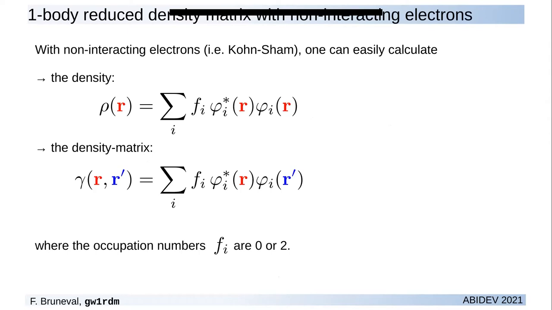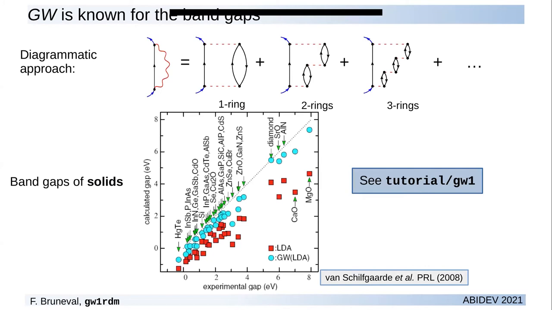Now, if we have a mean field approach like Kohn-Sham or Hartree-Fock, it's very easy to write the density from the one electron wave function phi i and the occupation number f i. You can also write the density matrix in the same way, except that you have to take different coordinates r and r prime, and here the occupation numbers are the usual ones, 0 and 2. There is not much reduced density matrix theory available for the solid. But with GW, you can have a theory, and I'll show you in a few slides.